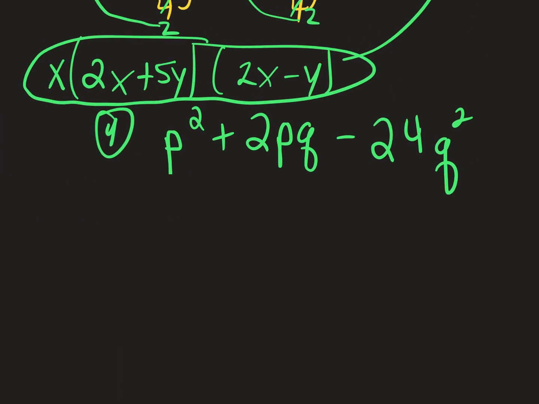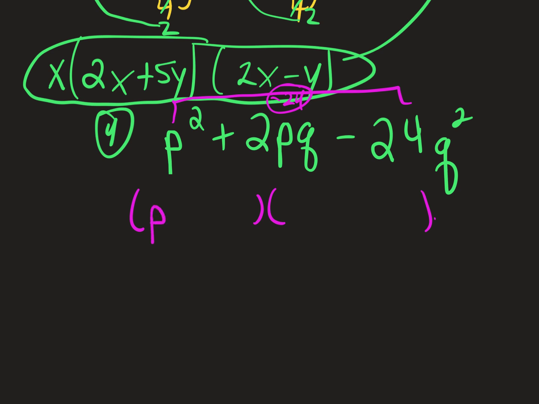All right, next one. GCF. No. So I say, okay, I have a trinomial. Is this a perfect square trinomial? No. P squared is a perfect square, but negative 24 Q squared is not. So again, we're going to factor traditionally. I have A times C. So 1 times negative 24. What are the factors of negative 24 that'll multiply to give me negative 24, but add to give me a 2?